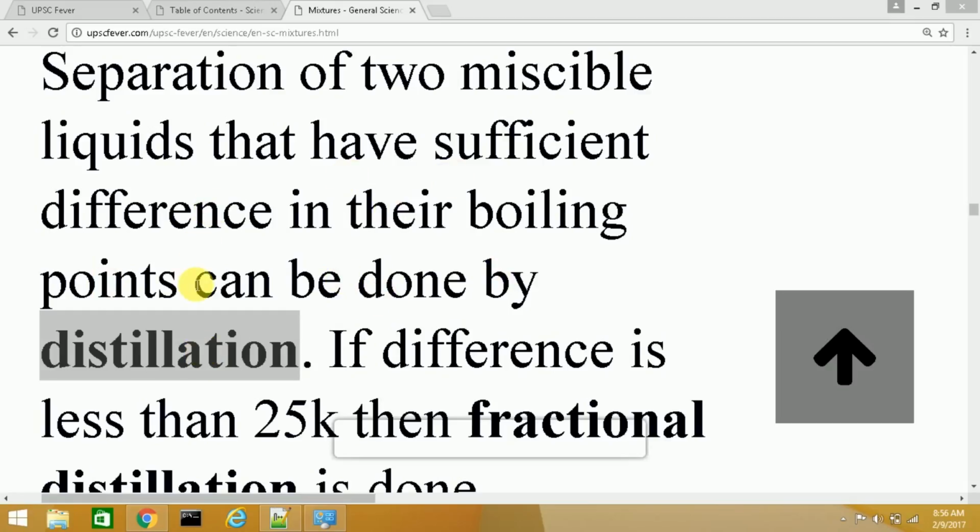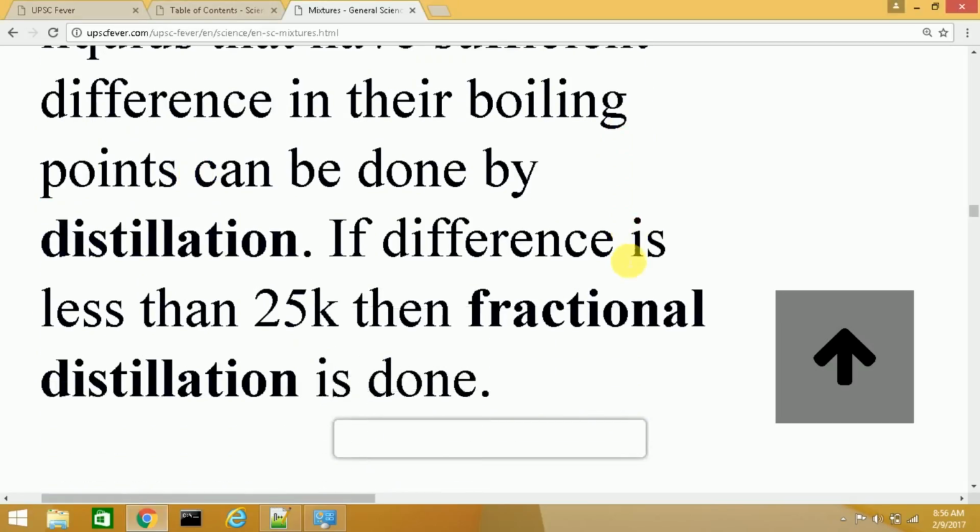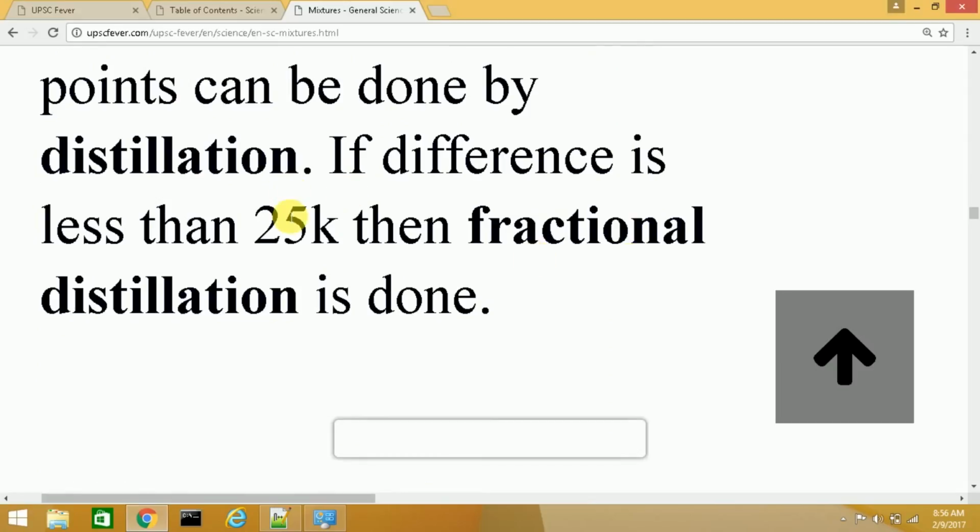But they should have sufficient difference in their boiling points. If the difference in their boiling points is less than 25 Kelvin, then a second procedure called fractional distillation can be performed to separate the two liquids. Fractional distillation is performed to separate the various components of petroleum. Petroleum or crude oil has many components which have very small differences in their boiling points, so by performing fractional distillation, we can separate out these components.